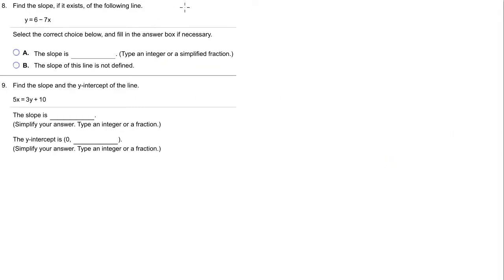Find the slope of this line. I'm going to rewrite the line here, number 8. Y is equal to 6 minus 7x. Let's rewrite that as y is equal to negative 7x plus 6. Get that x term first. That's m. That's my slope, negative 7.